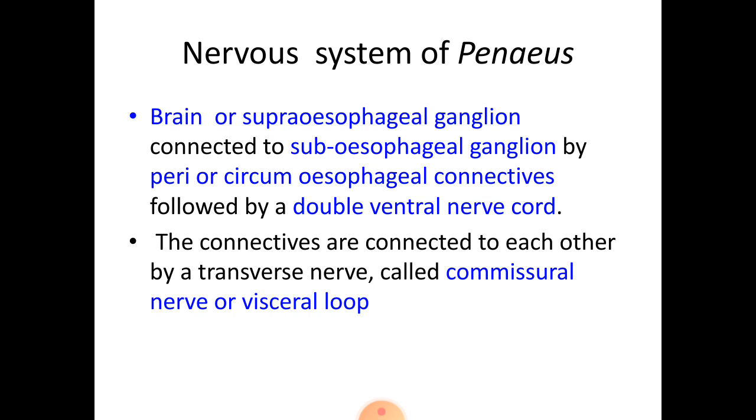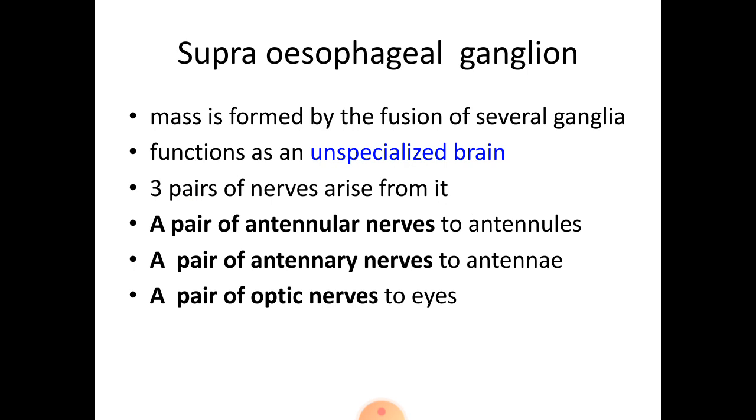Both these ganglions are connected by a connective known as circumesophageal connective, and from this arises a double ventral nerve cord. Both the circumesophageal connectives are connected to each other by a small transverse nerve known as commissural nerve or visceral loop. The supraesophageal ganglion functions as an unspecialized brain, and three pairs of nerves arise from it.